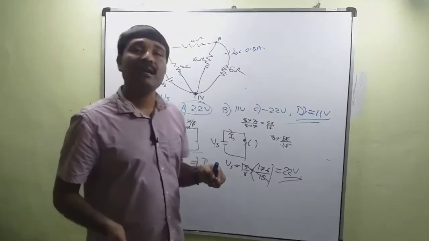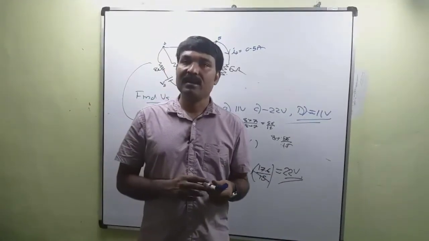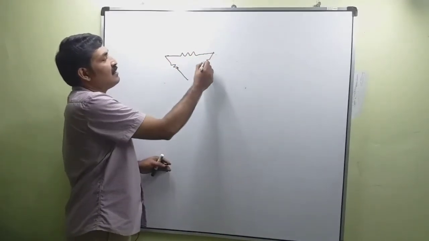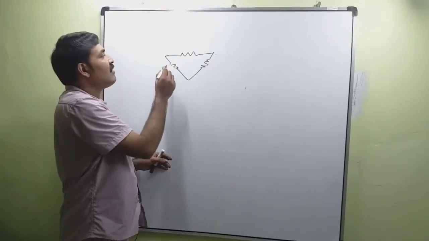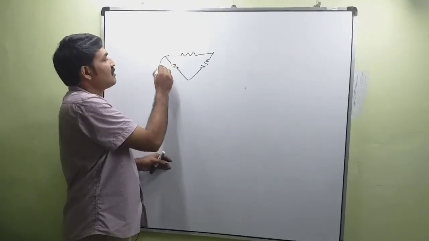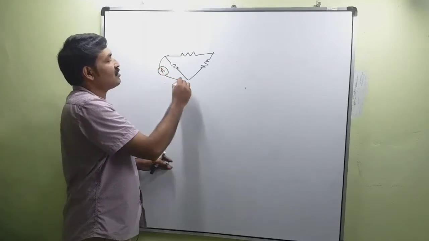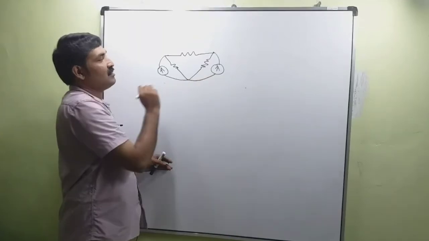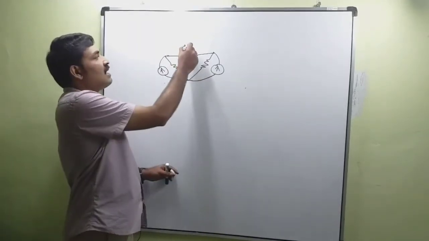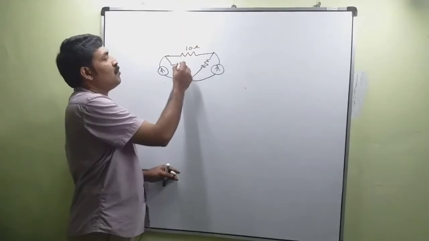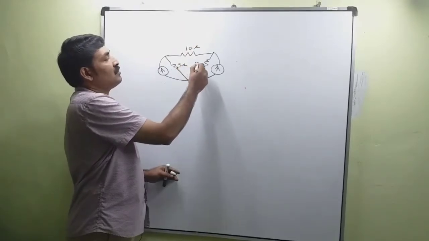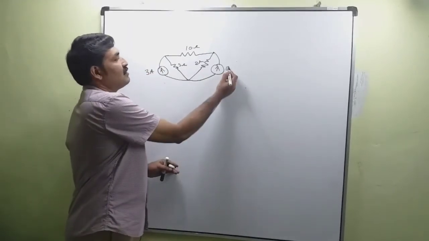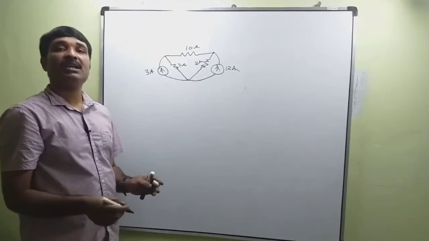This can also be done by making use of nodal analysis. We have 3 resistances that are connected in delta, and you have 2 independent current sources, one current source and a second current source. This is our circuit. Now the values of resistance are 10 ohm, 5 ohm, 2 ohm. Let the currents be 3 ampere and 12 ampere. So we have 2 independent current sources.